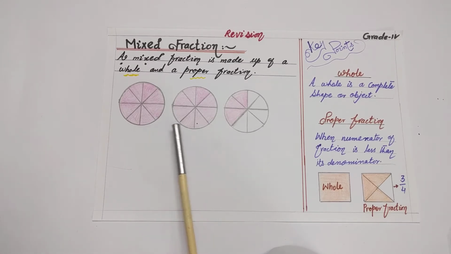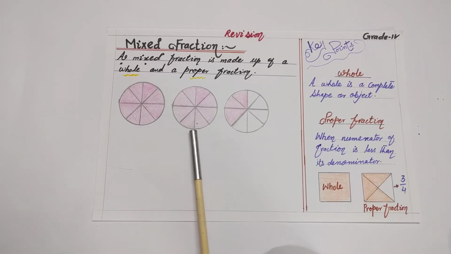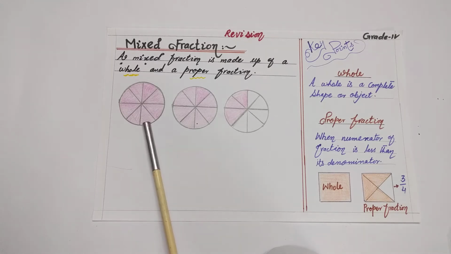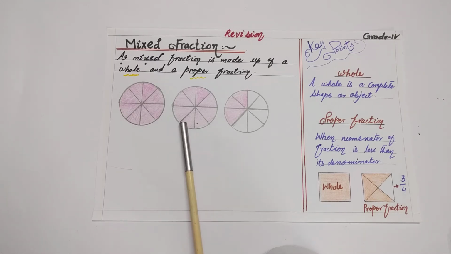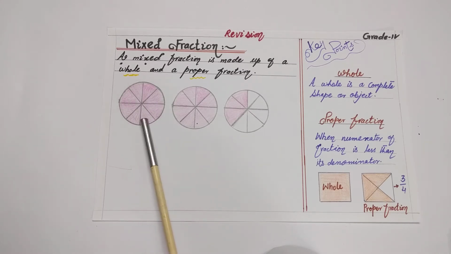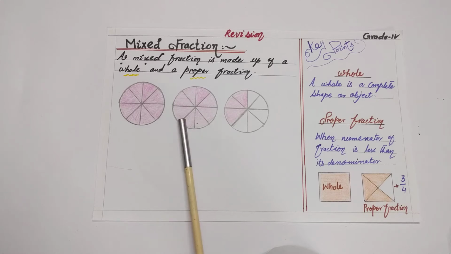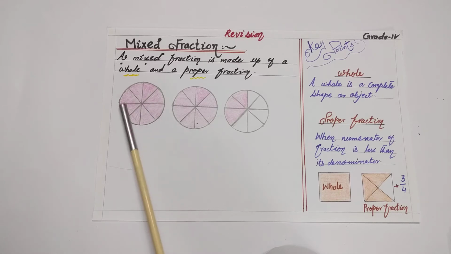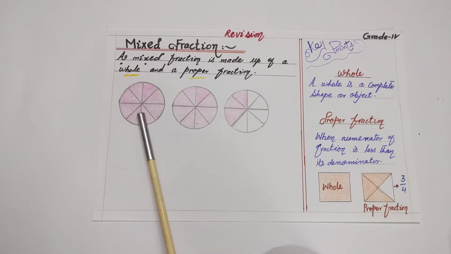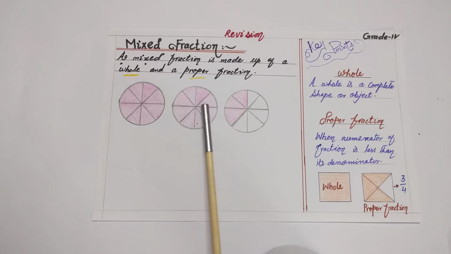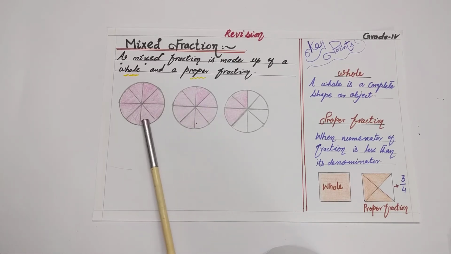Here you can see there are 3 shapes in this circle form. The first circle represents the whole. Second circle also represents the whole. Why? Because all the parts of the circle are totally shaded. Clear? So it means we are using all the equal total parts, and in the second circle, we are again using all the parts. That's why we are using the whole. This one is a whole.